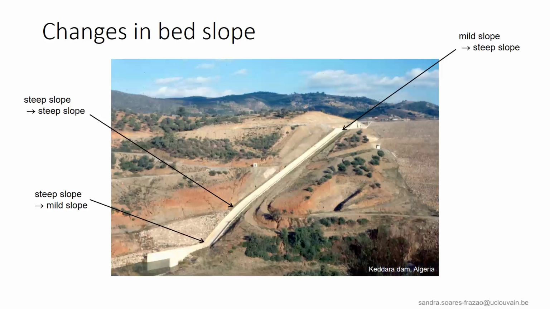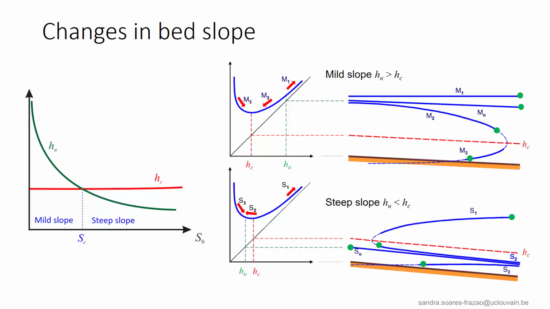We have analyzed the flow between an upstream gate and a downstream reservoir, considering a constant bed slope. In reality, the bed slope can change, as illustrated here for this side channel spillway. There is a transition from a mild slope to a steep slope, then an increase of this steep slope, and finally a reduction to a mild slope again at the entrance of the stilling basin. In this lesson, we will analyze the different possible transitions between bed slopes.